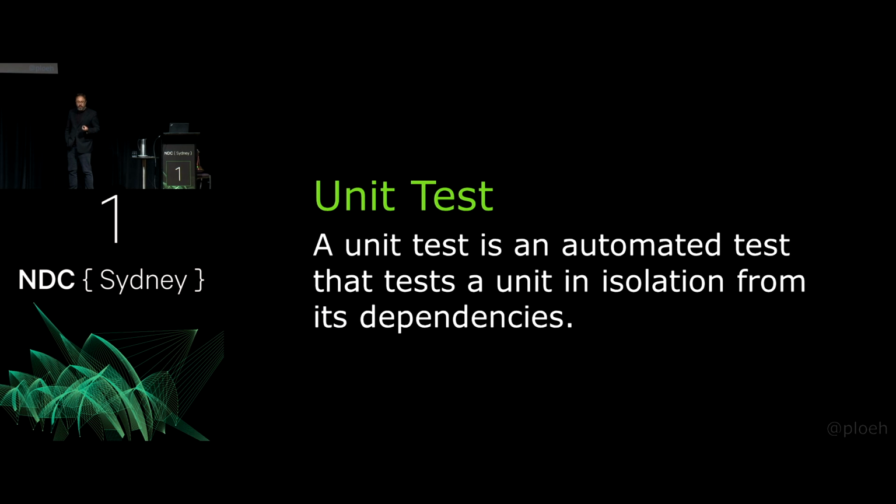A unit test is an automated test that tests a unit in isolation from its dependencies. Most experts in unit testing disagree, and that's where all the controversy is, around what a unit is. And I'm not particularly interested in what a unit is. The thing that I'm interested in, in this definition, is the word isolation. We want to test the unit in isolation of its dependencies. This is the same sort of isolation that Jessica Kerr talks about.